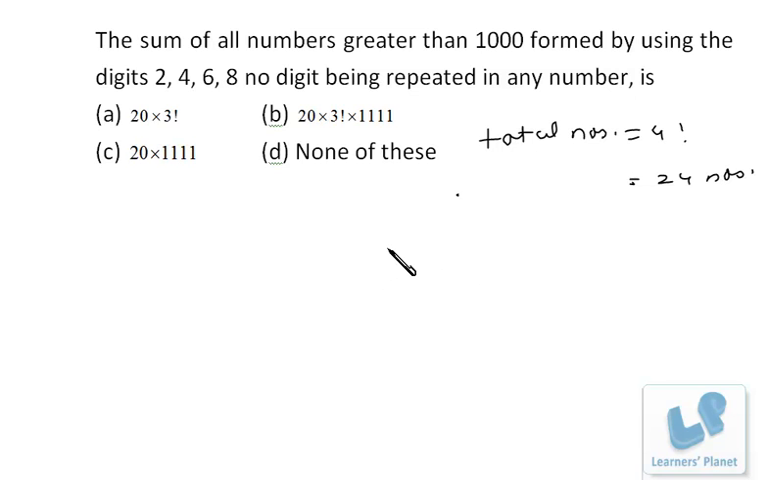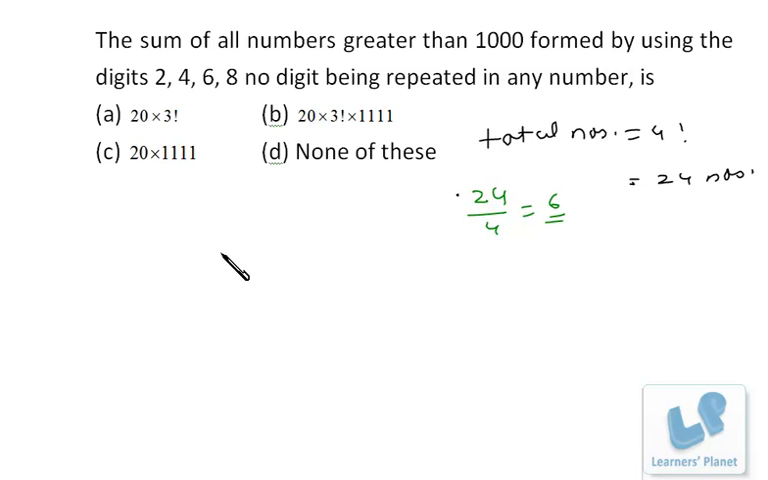Now what would happen? I have 24 numbers and 4 digits. That means 24 divided by 4, that means 6, right? So every digit will come 6 times at each place, right? So what will be the sum of unit digits?